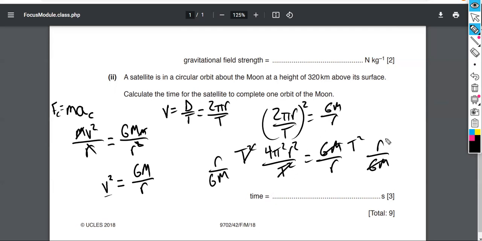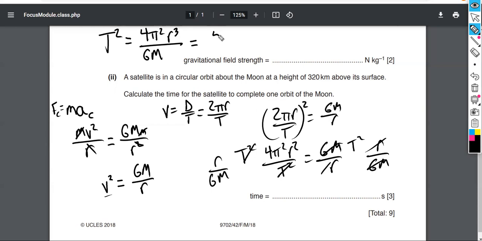So these GMs cancel, these r's cancel, and we get, I'll write it up here, t squared is equal to everything over here. So we got 4 pi squared, and then this r combines with these r squareds to give us 4 pi squared r cubed over GM. All right, and if we were to take the square root of both sides of that, then we'd have our subject, time, isolated.